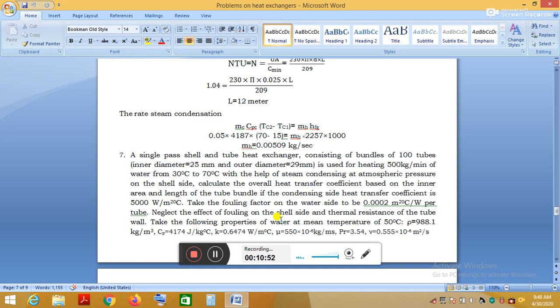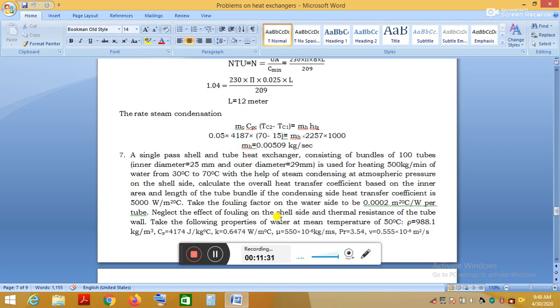It is a shell and tube heat exchanger consisting of 100 tubes. It is a single pass, but it consists of 100 tubes. Single pass is nothing but the flow of fluid from one direction to the other direction. It may be left to right or right to left. It doesn't take any turns. That is called single pass. Okay, a single pass shell and tube heat exchanger consisting of 100 tubes.